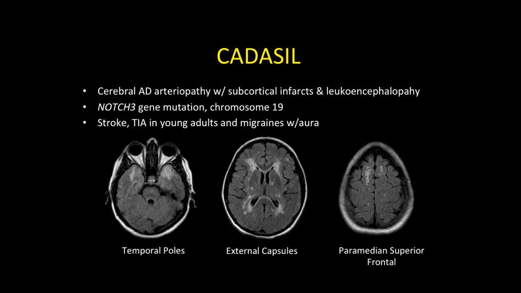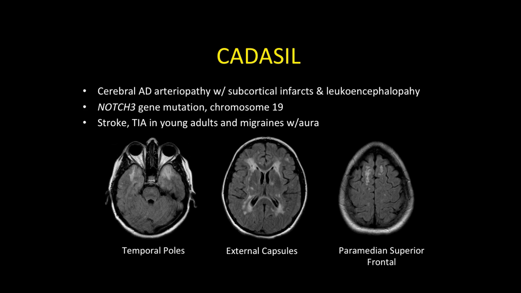Here's another mimic of multiple sclerosis, CADASIL: cerebral autosomal dominant arteriopathy with subcortical infarcts and leukoencephalopathy. This is a gene mutation of the Notch3 gene on chromosome 19. Patients present with stroke and TIA symptoms in young adults and migraines with aura, which is different than multiple sclerosis. In part 1, we talked about inferior temporal lobe white matter lesions being more prevalent in multiple sclerosis compared to chronic small vessel ischemic changes.